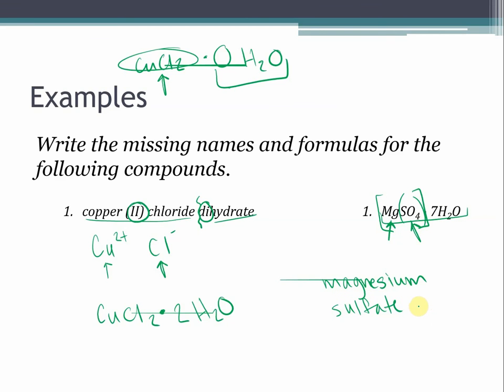And now that we have named the ionic, now we can focus on the hydrate. We have 7 waters. So the way that we say 7 is hepta. And the way that we say water is hydrate. So MgSO4 dot 7H2O is magnesium sulfate heptahydrate. Kind of a mouthful, but shouldn't be too difficult because it's just a little bit tagged on to the end.